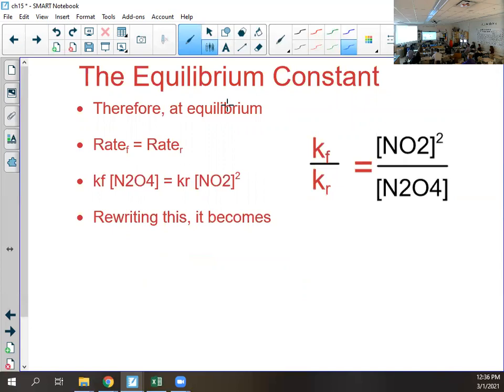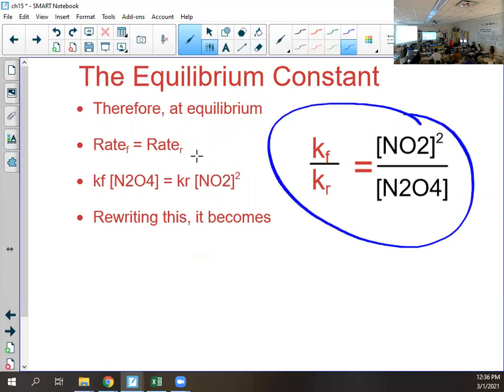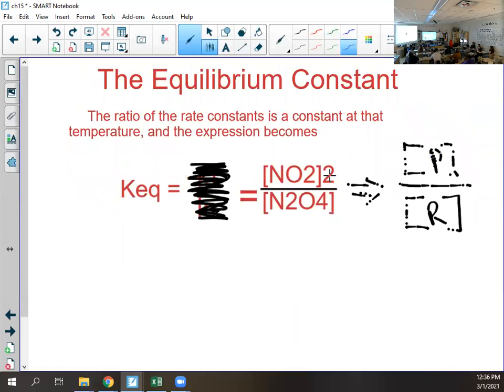Therefore, if at equilibrium the rates are the same, we know that we can make an equal sign and we can compare these. And we end up with the K forward and the K reverse becoming this equation. It came from here because we know that they're equal. And so if we want, we can solve for the Kf and Kr, and just don't worry about that yet. So the ratio of the rate constants is a constant at that temperature, and the expression becomes: the Keq here is just what we call Kf over Kr. You don't have to know that.